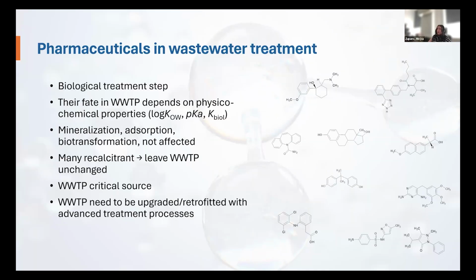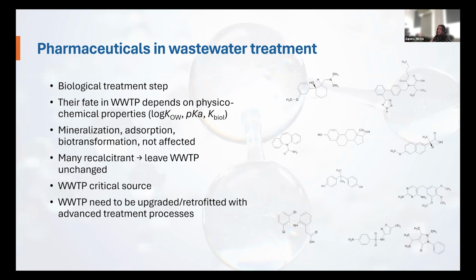Once pharmaceuticals reach the wastewater treatment plant, the most important treatment step for their removal is the secondary treatment step, where the biological treatment is involved, and the oxidation, as was mentioned before by Martin. The fate of pharmaceuticals in wastewater treatment strongly depends on their physical-chemical properties, thus log-Kow, dissociation constant, biological degradation rate constant, and sorption constant.